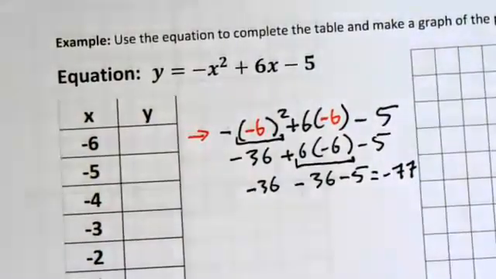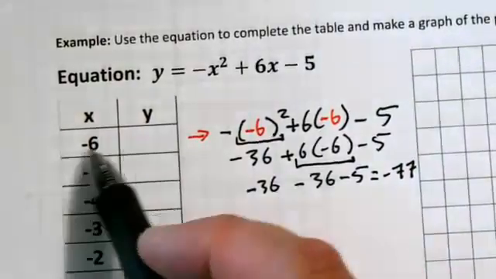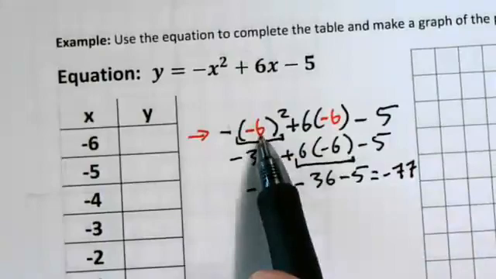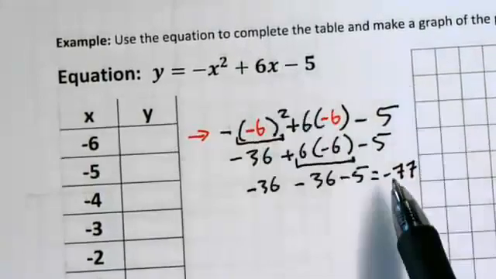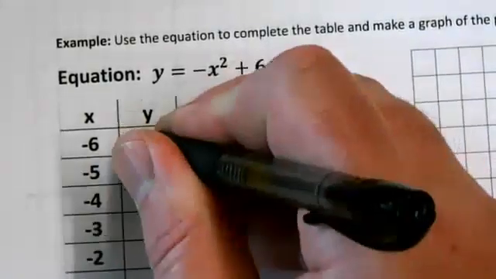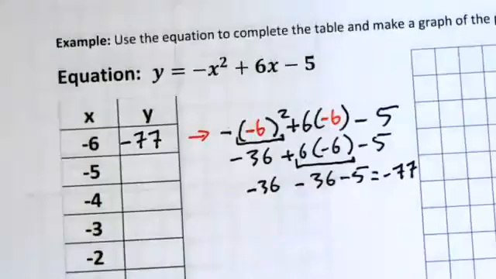And where are we going to put that in the table then? On the top row, right next to the negative 6. So we started by putting negative 6 into the equation. Our output was negative 77. And that goes in there.